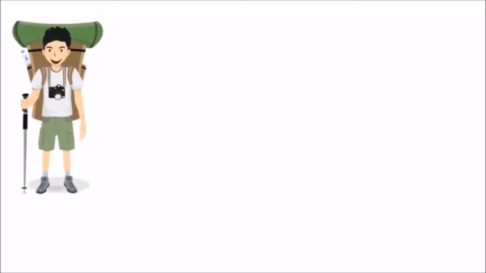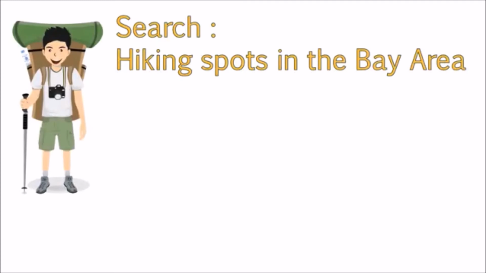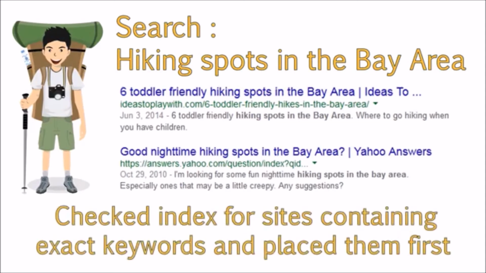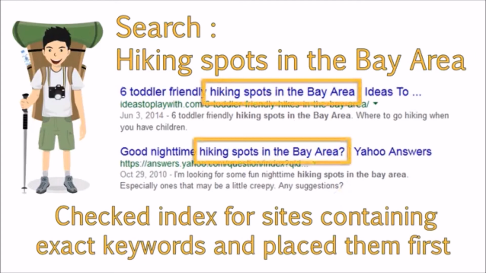In the past, if I were to search for hiking spots in the Bay Area, I was likely to get search results like the example provided. Google would first look through its index for sites that contained the phrase I was searching for, and if any were found, these would be presented first. Notice how my exact keywords are bolded in the meta description, and the exact keyword is found within the title.